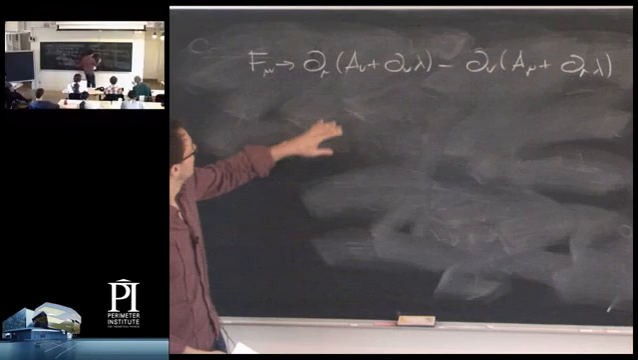You take your gauge field, and you add to it any function lambda of x that's differentiated by d mu. Okay, and we're going to require certain properties on lambda of x, like it dies off suitably quickly at infinity, but basically it's any function you like.